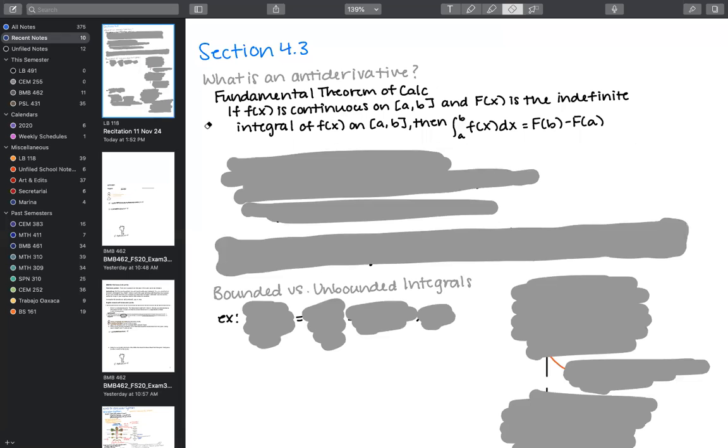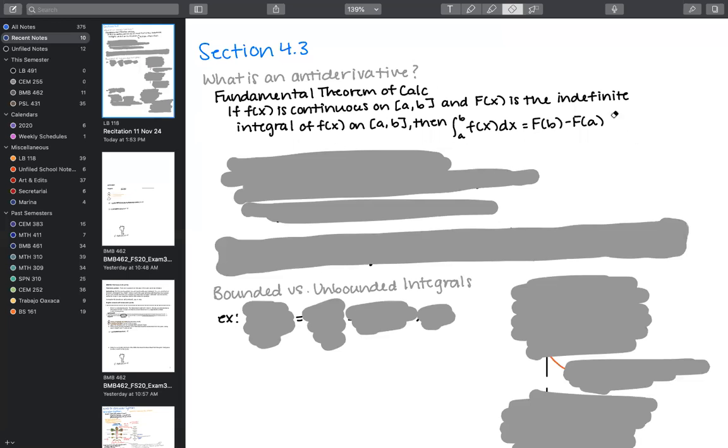So circling back to the Fundamental Theorem of Calculus, this is the definitive theorem. This is loosely what you'll find if you Google it. And what it is: if f of x is continuous on [a, b], and big F of x is the indefinite integral of f of x on [a, b], then the integral from a to b of f of x dx is equal to big F of b minus big F of a.